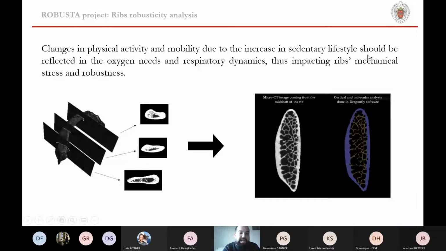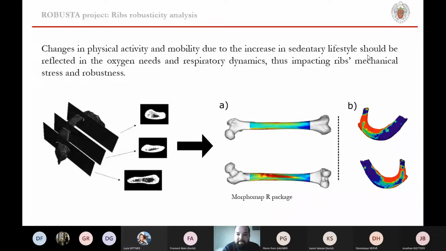And this is something that we aim to do in this project in order to study the changes in robustness of the rib and changes in the density of the rib. But we can also do an even more complete study, studying the bone density in the whole rib, not only in the mid shaft of the rib, but in the entire rib.